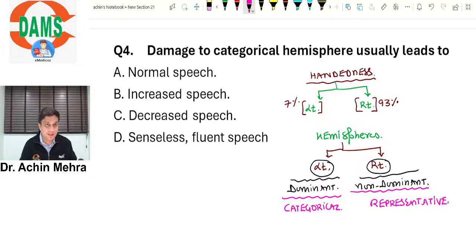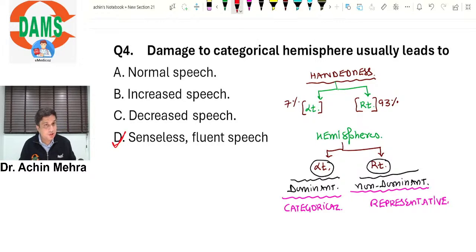Look at options B and C. They sound more like layman terms. I am speaking more, does it mean I have aphasia? No. You're speaking less, does it mean you have aphasia? Absolutely no. The answer lies in option D, the senseless fluent speech, in which the person is talking senselessly and over-fluently sometimes. So I will mark option D as the best possible and appropriate answer.